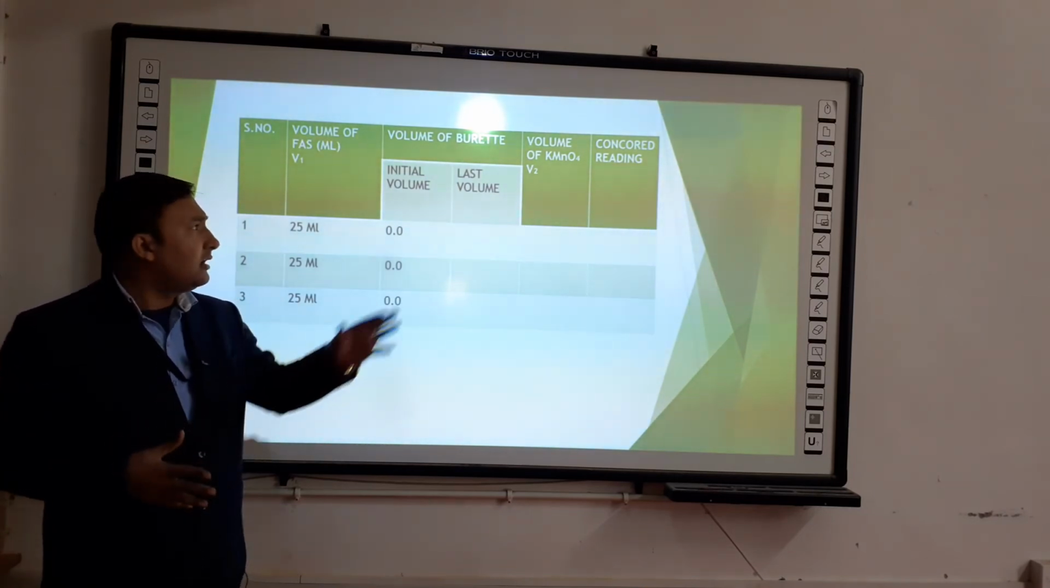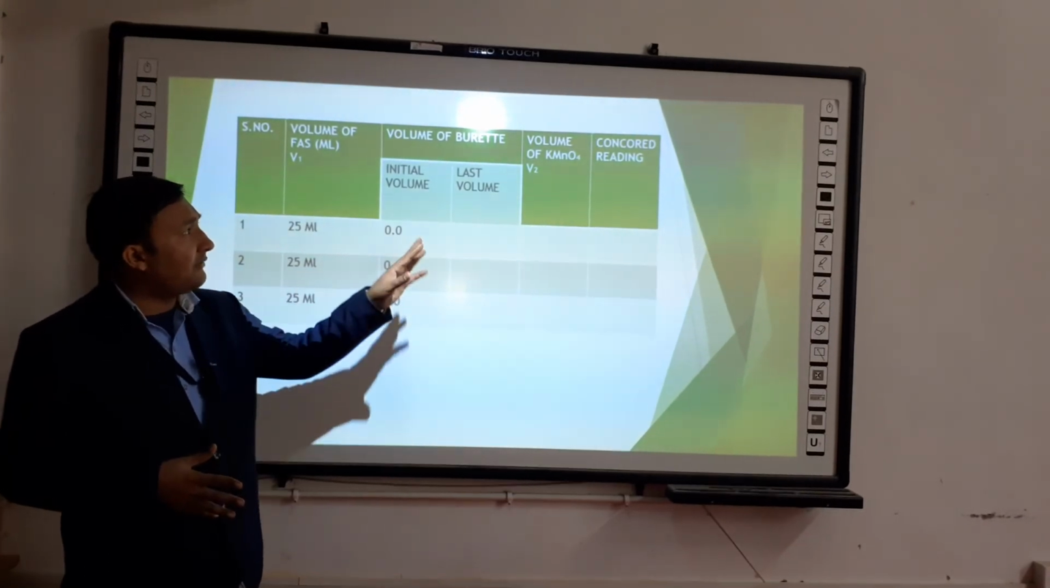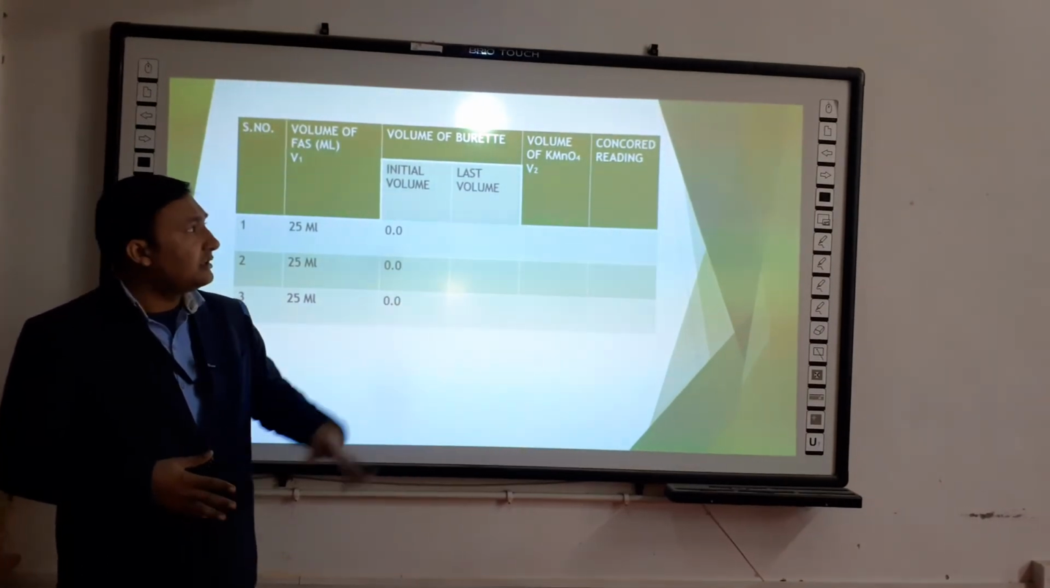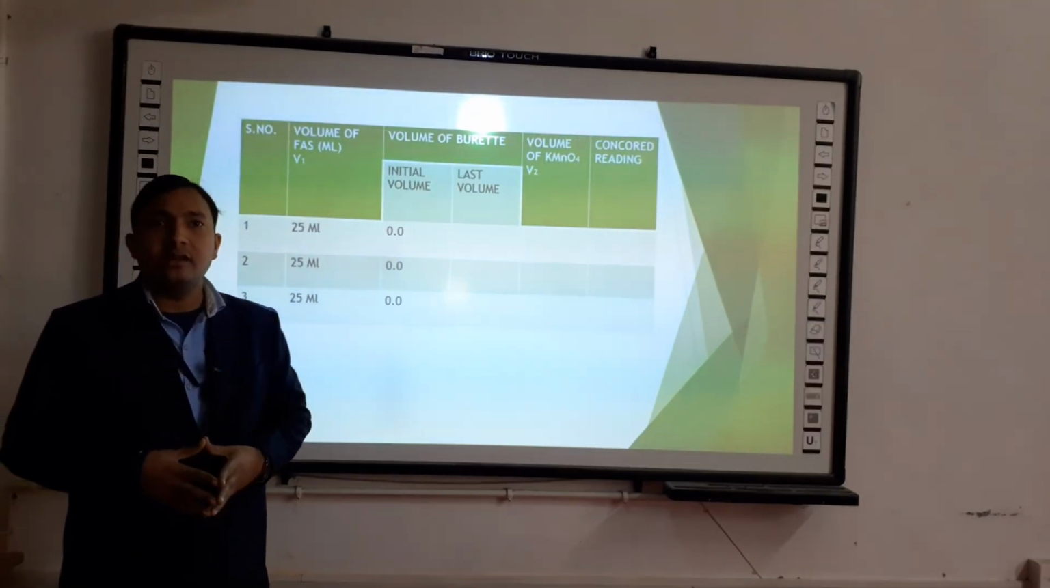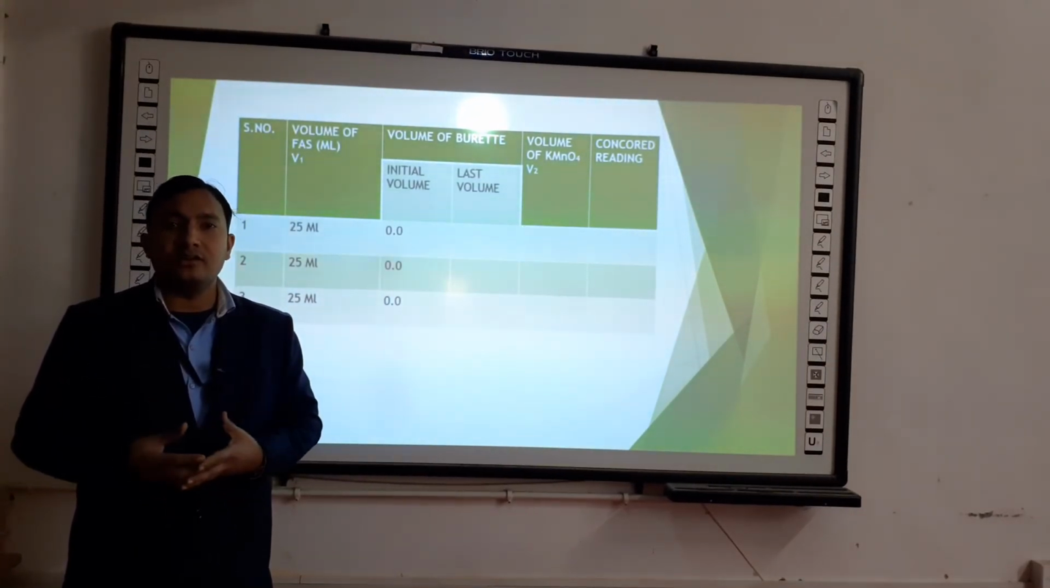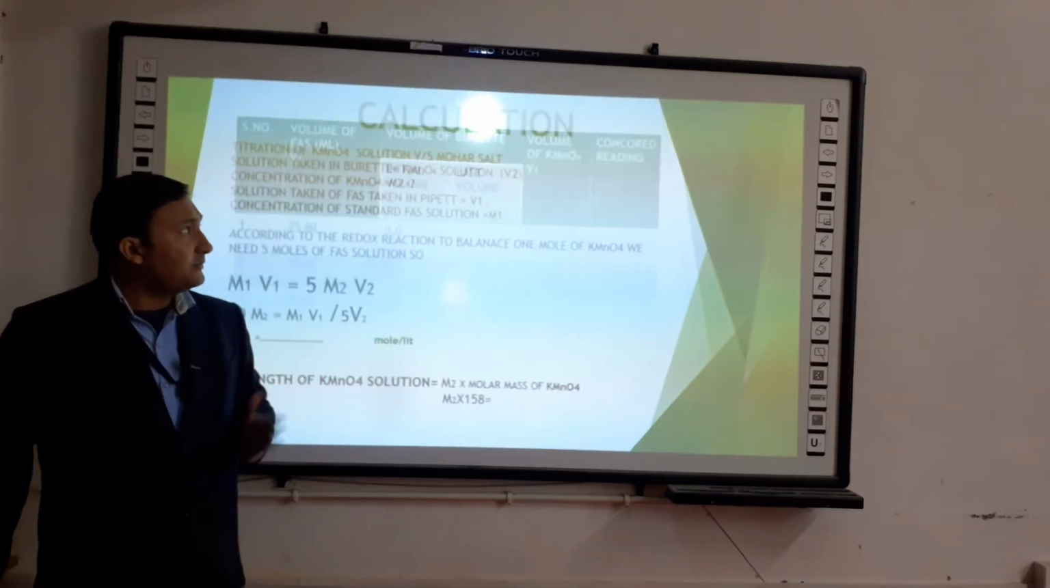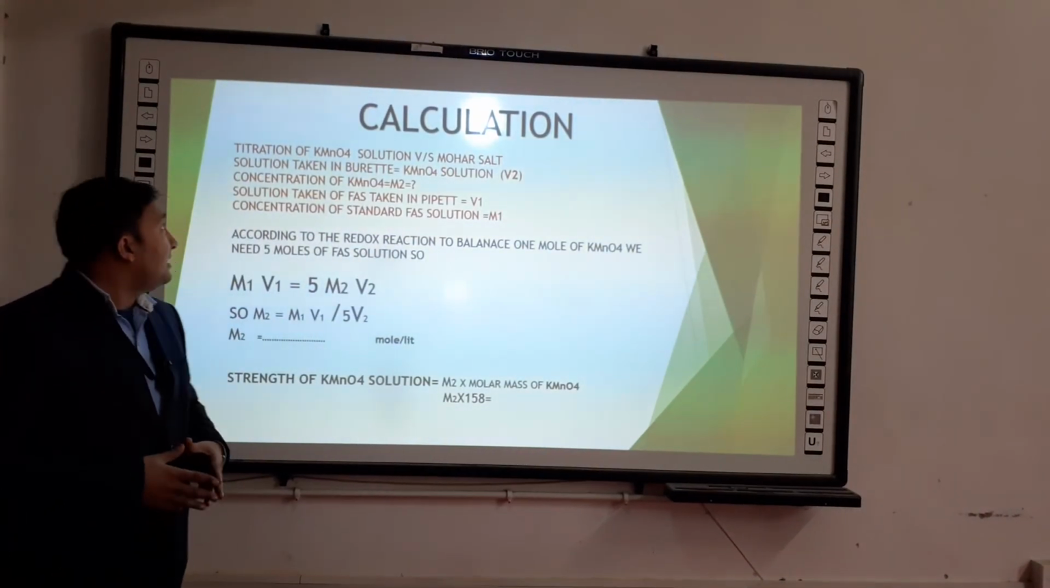21.8 or 9. We will put that over here, and after that when we get the 2 concurrent readings, then in the last point we will include that as a concurrent reading. We are going to perform the further calculation by using the concurrent reading. So let's talk about the calculations.